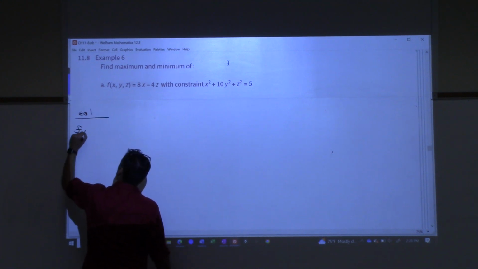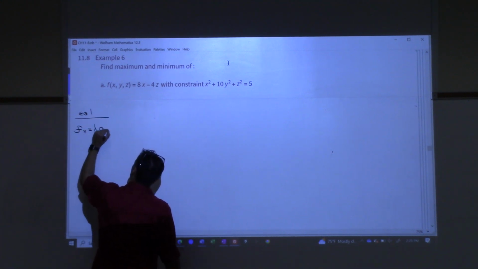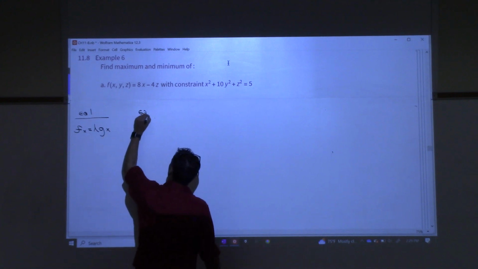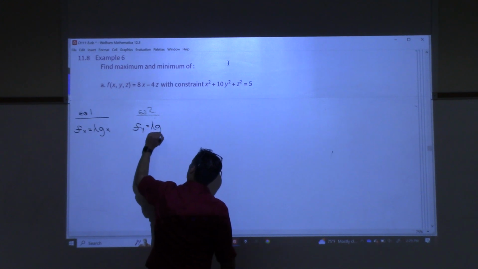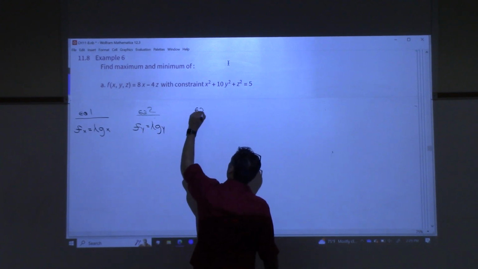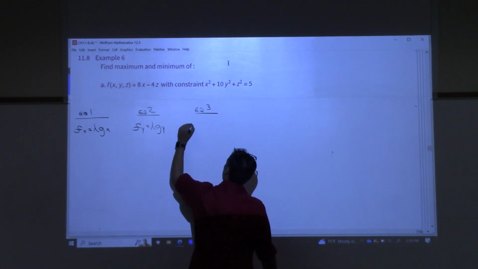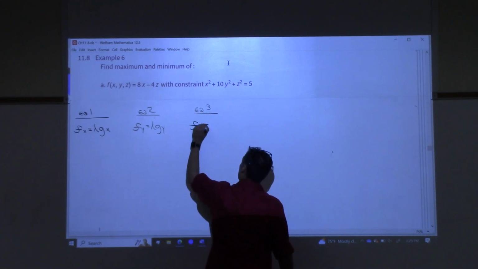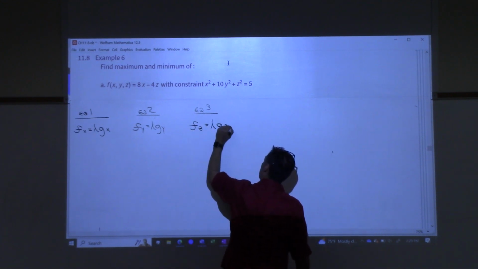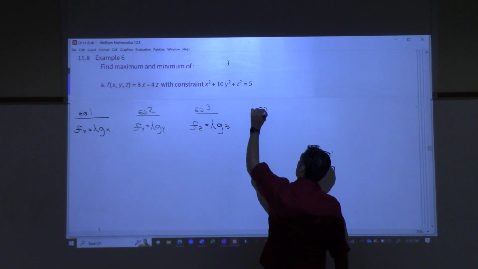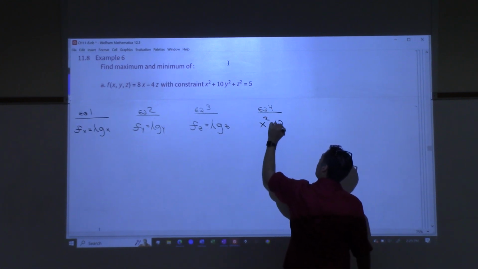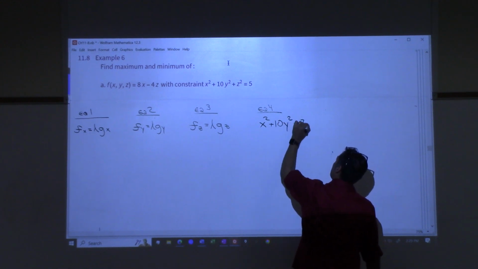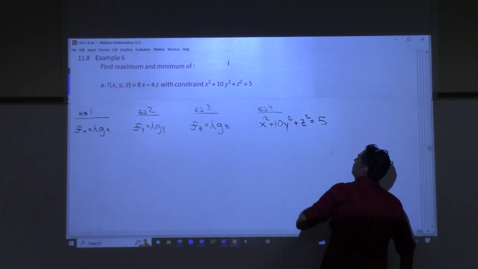Partial of f with respect to x must be equal to lambda partial g with respect to x. Equation 2. Partial of f with respect to y must equal lambda times partial g with respect to y. Equation 3. Partial of f with respect to z must equal lambda times partial g with respect to z. And then finally, equation 4 is our constraint equation. X squared plus 10y squared plus z squared must equal 5.